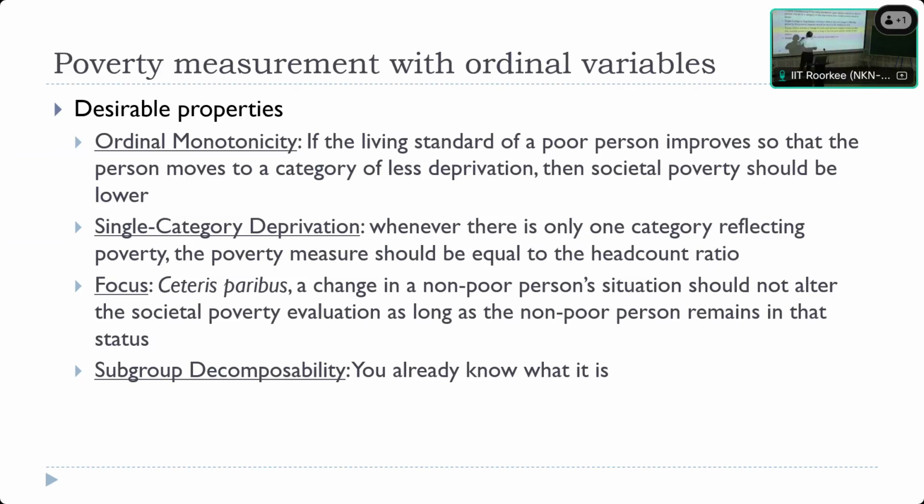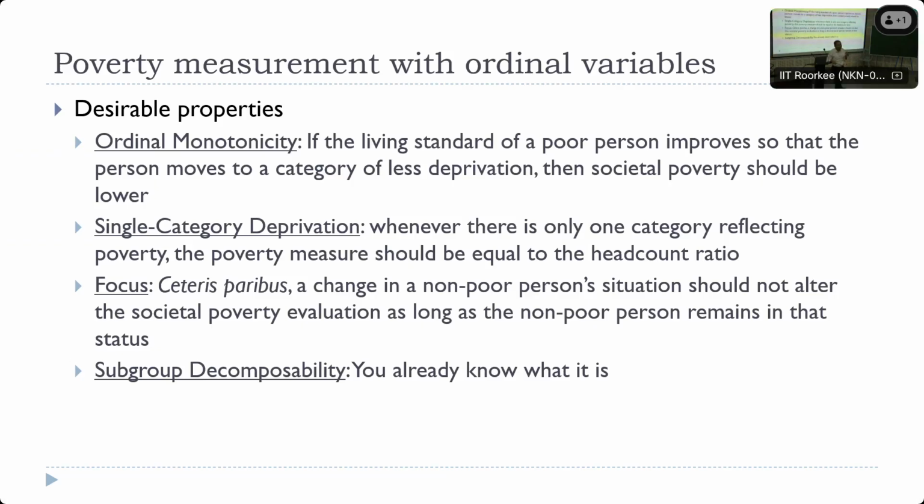Second one is single category deprivation, which says whenever there is only one category reflecting poverty, then the poverty measure should be equal to the headcount ratio. Think of a situation where you had 5 categories for the sanitation variable. Suppose we are saying that open defecation is the only category that reflects poverty. Other categories, I do not believe they reflect poverty. Fine. So you have only one category that reflects poverty. If that is the situation, that is equivalent to a headcount ratio.